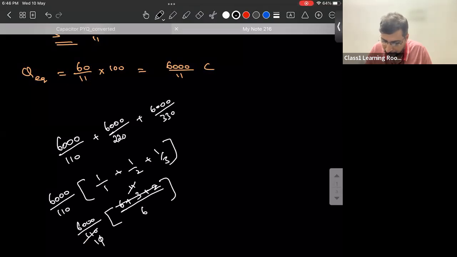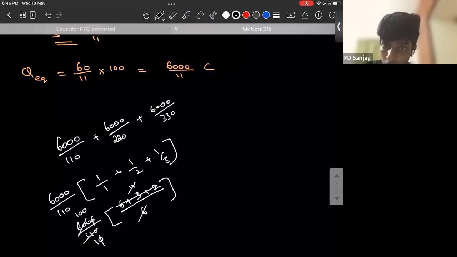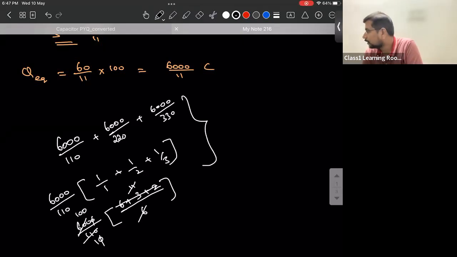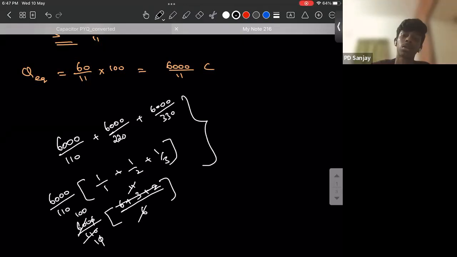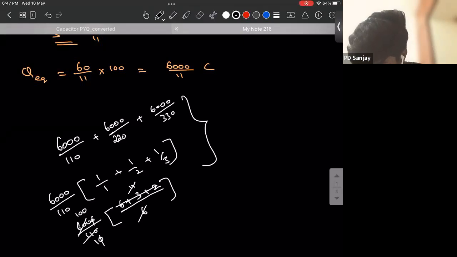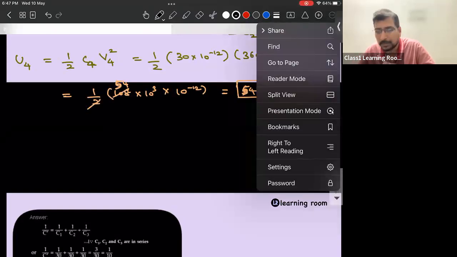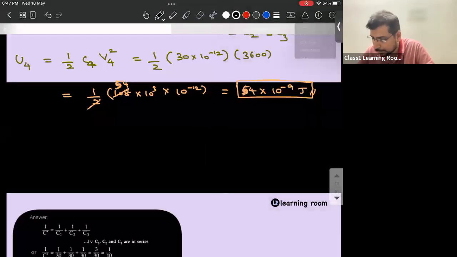11 will cancel this 10 times. One 0 is gone. 6 and where is the 100? You will get it. That is how it works. Clear or not? I need a confirmation. Okay. I'm not able to speak much. So maybe I can do 2 more problems. After this, I give you the sheet. You guys can work on this.